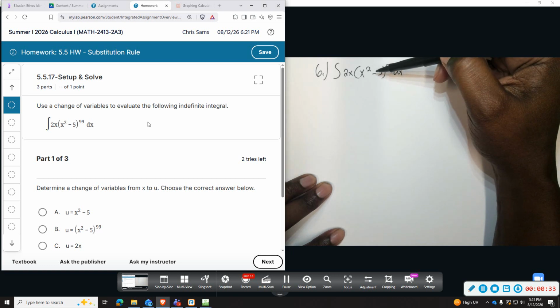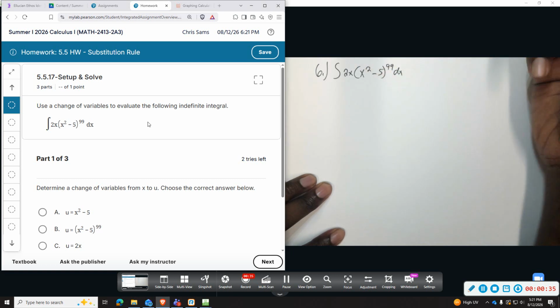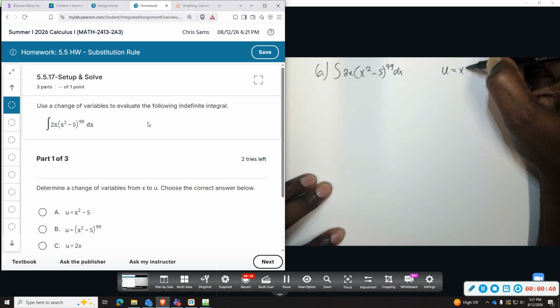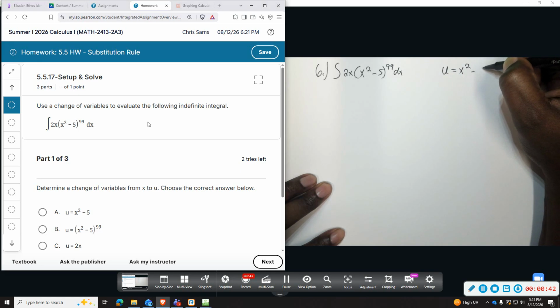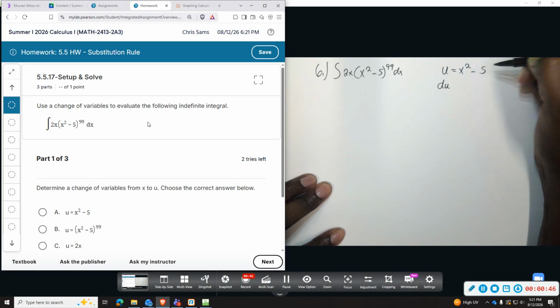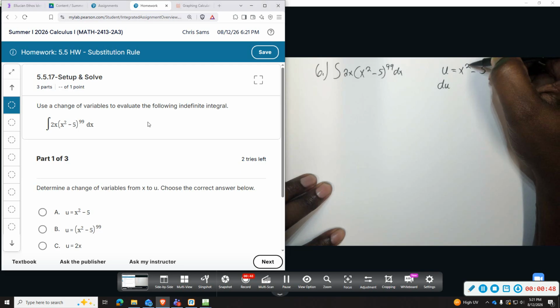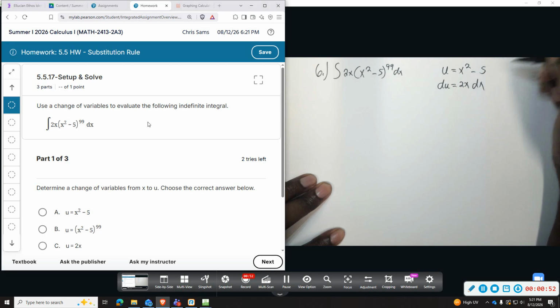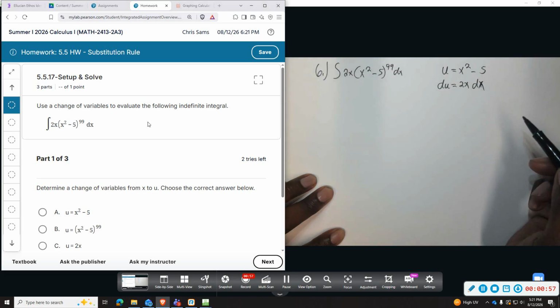Alright, so when you set u, usually an inside term, or whenever you do the derivative, you want it to equal the outside. And so it looks like we want u to equal x squared minus 5. If we do the derivative of u, so du, when we do change of variable, this will give us 2x dx with respect to x. And we have a 2x dx.